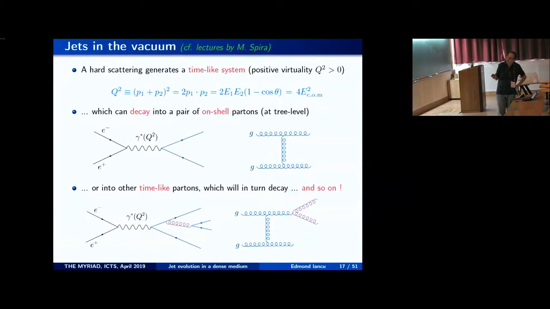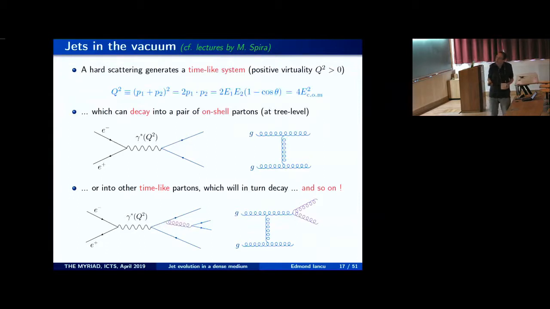So the virtuality of the final state is the same as that of the initial state, which is (P1 plus P2) squared for the incoming particles, where P1 and P2 are two on-shell particles. Just by using their kinematics, one can easily convince oneself that the virtuality is essentially the energy of the incoming system in the center of mass frame squared, times a factor of 4. And since this is strictly positive, the system which is created after the collision is time-like. And a time-like system is an unstable system.